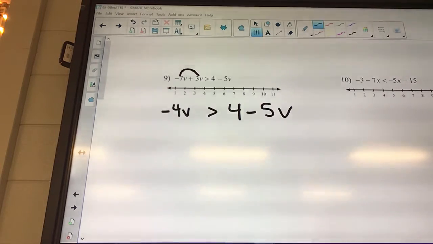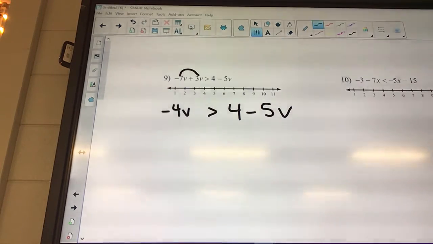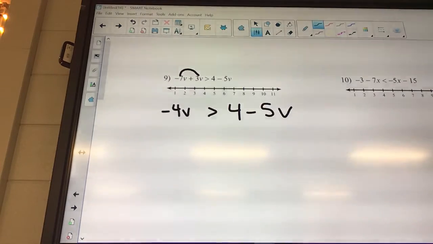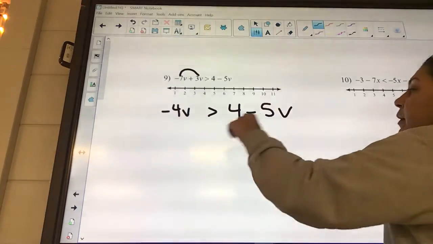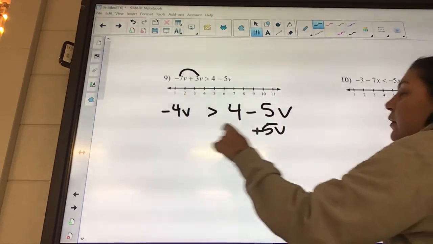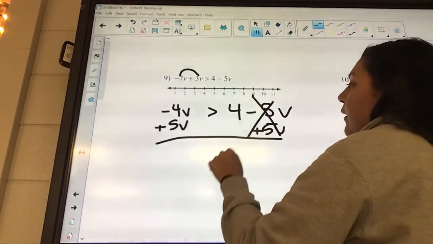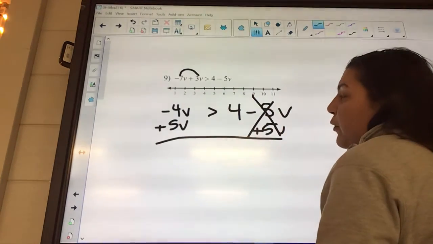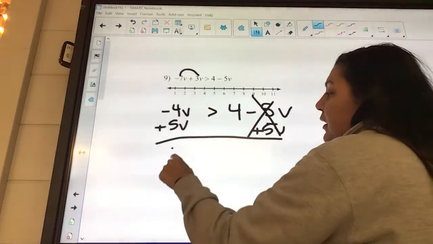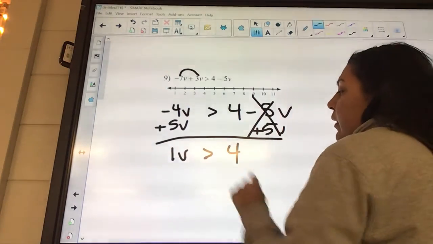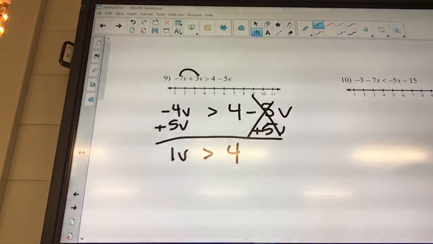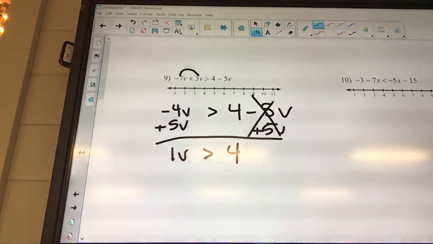Okay, and so what needs moved? Because my letters go to the left and the numbers go to the right. The negative 5b, because this is a letter, so it needs to be moved to the left. So we said plus 5b on both sides. Okay, so a negative 4b and a 5b is going to give me 1b greater than 4. And then what? We're going to divide by 1 on both sides.